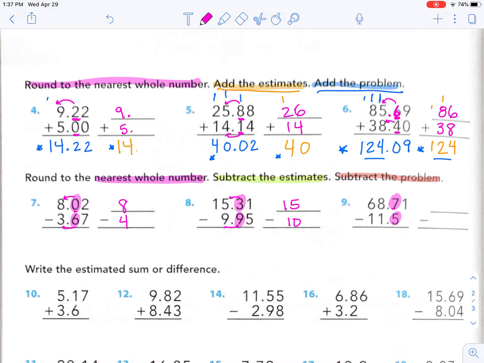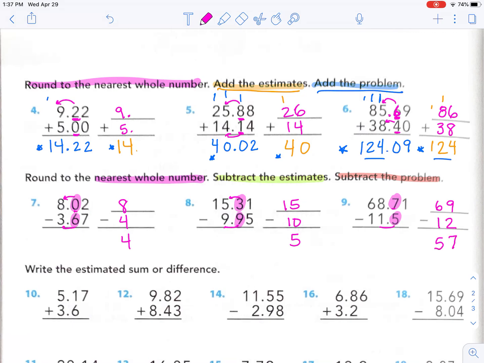Okay, 7. 7's our bossy number. 5 and up, round up to 69. 5 and up, round up to 12. Do you see how we did that so fast? Excellent. Let's just keep it the same color and subtract the estimates. 8 minus 4 is 4. Awesome. 15 minus 10 is 5. 69 minus 12, 9, 8, 7. 6 minus 1 is 5, 57.